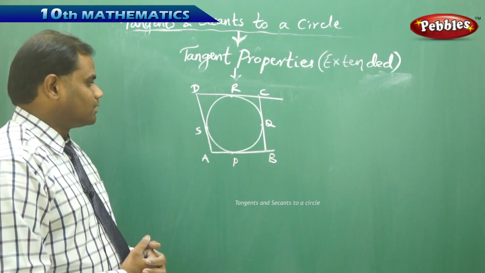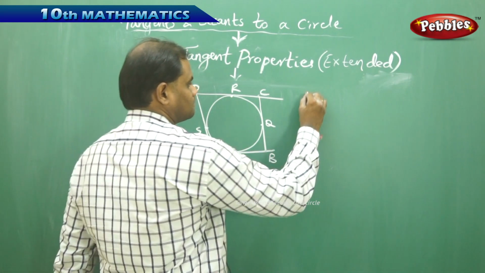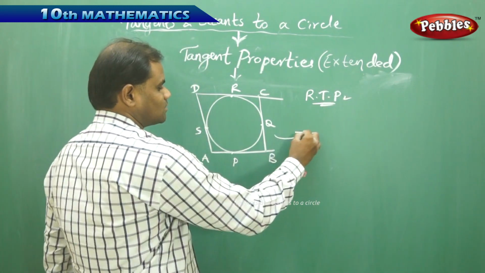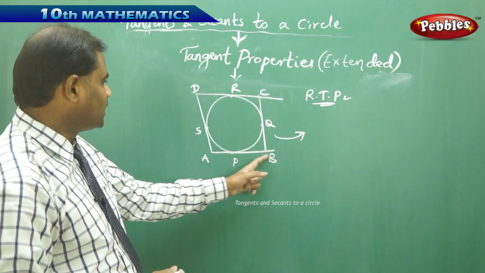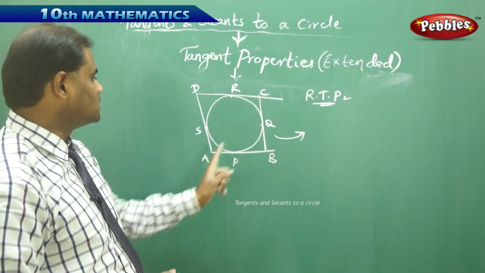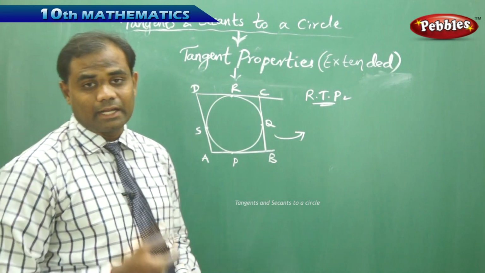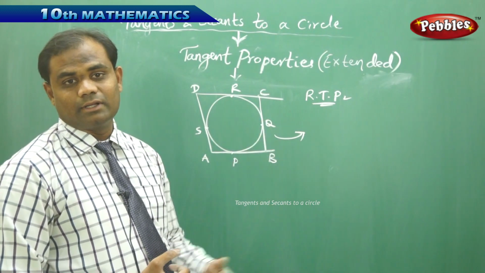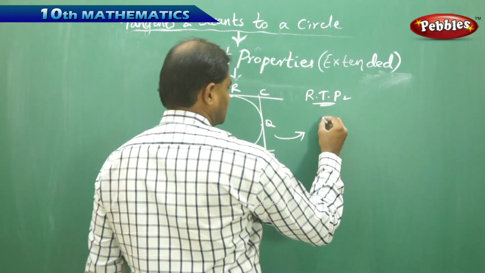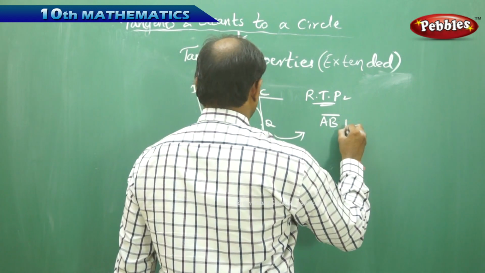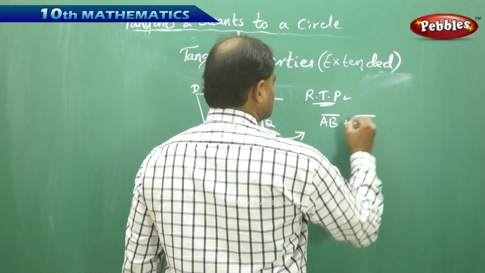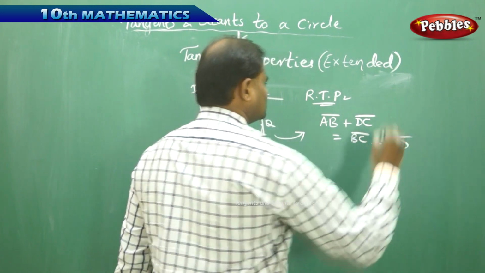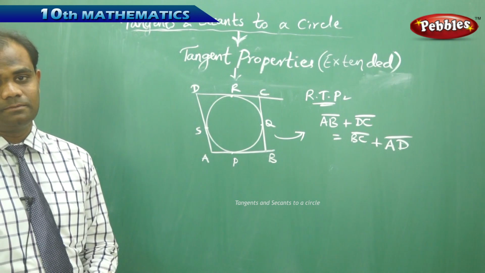So with this quadrilateral, I would like to prove that AB plus DC is equal to BC plus AD. That is, when I add the opposite sides in pairs, they must be equal in the case of this quadrilateral. So I have to prove AB plus DC equals BC plus AD.